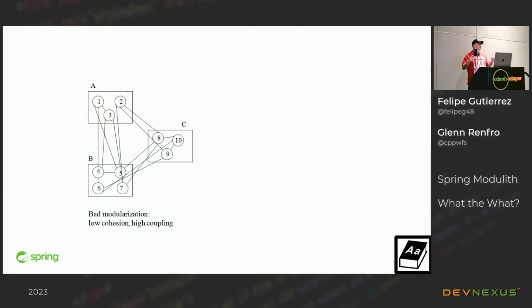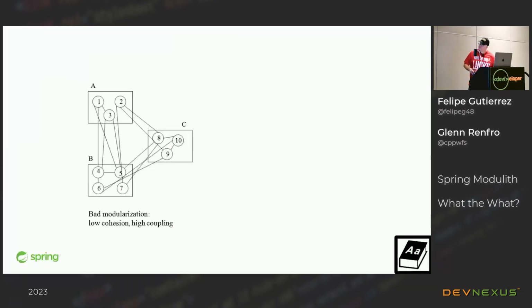So, when we talk about modularization, we're going to go back to what Neal Ford would say is the zeroth law of architecture. We want to have good modularization.